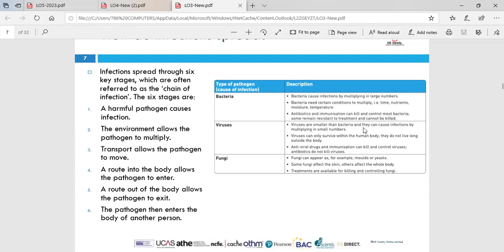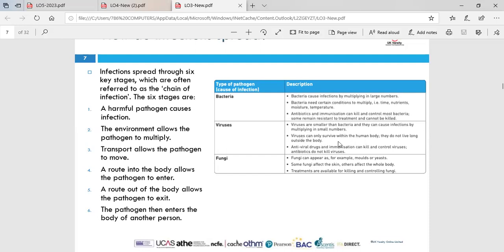This is a description of different types of pathogens and how they cause infection. So you can always have a look at it. This chart is very helpful. So for instance, for bacteria, how do they multiply? It's time. They have different nutrients, they have moisture and temperature that is ideal for them to multiply in large numbers. Antibiotics and immunization can kill or control most bacteria, but some of them would not be killed.